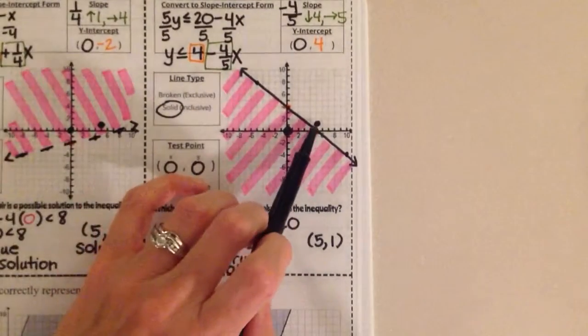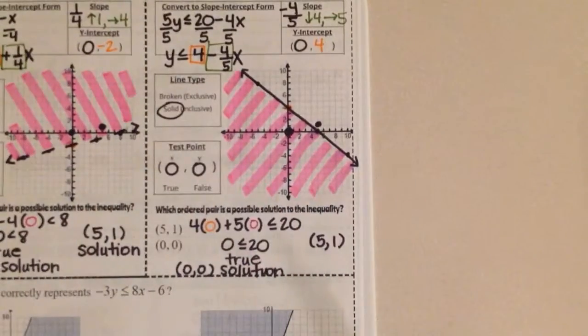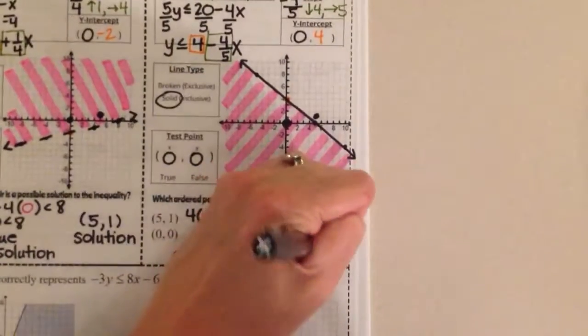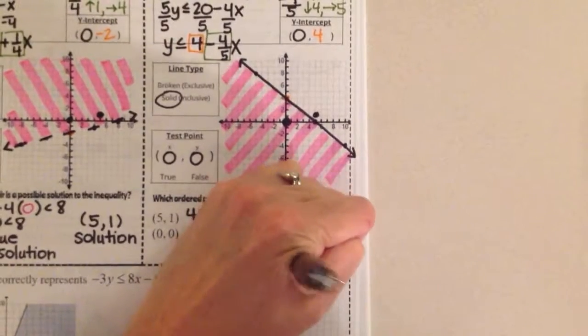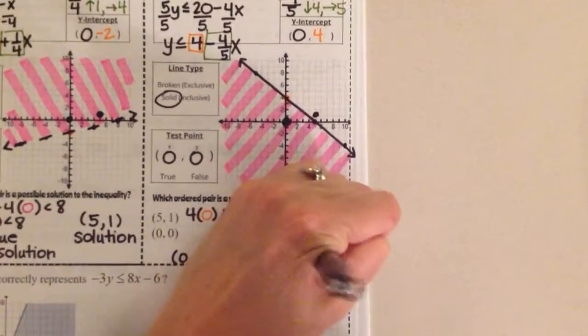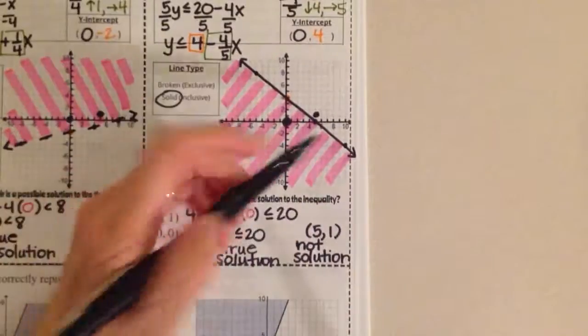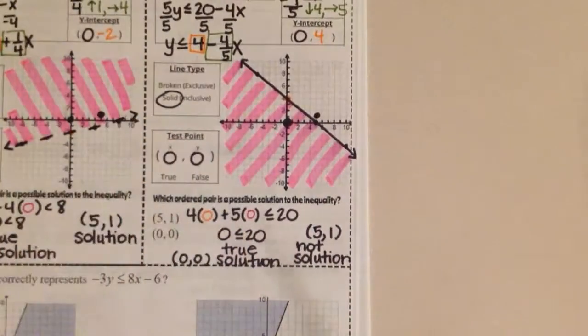So is (5, 1) located in the shaded region? And that would be a no. So this is not a solution. If (5, 1) would have been located on the solid line, it would have counted as part of the shaded area, so it would be a solution.